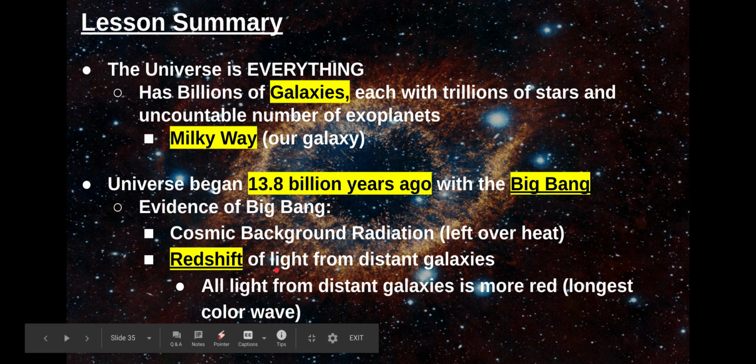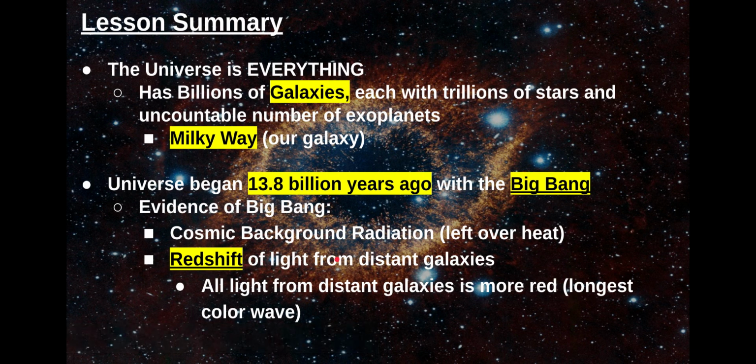And the other proof is the redshift of light from distant galaxies. All the light that we look at from all the galaxies is shifted towards the red end of the spectrum. That means all the waves are being stretched out. Why are they being stretched? Because they're moving away from us. So if everything is moving away, that means we could rewind time all the way back to when everything was together at the Big Bang.